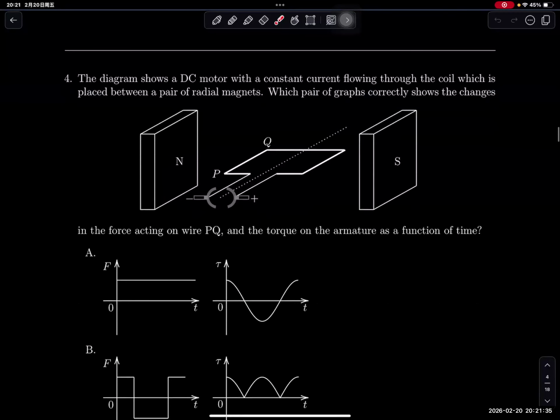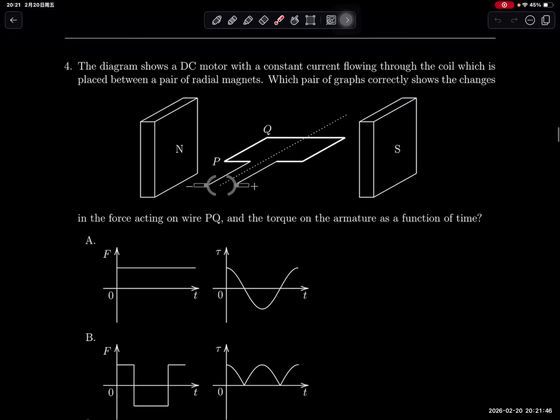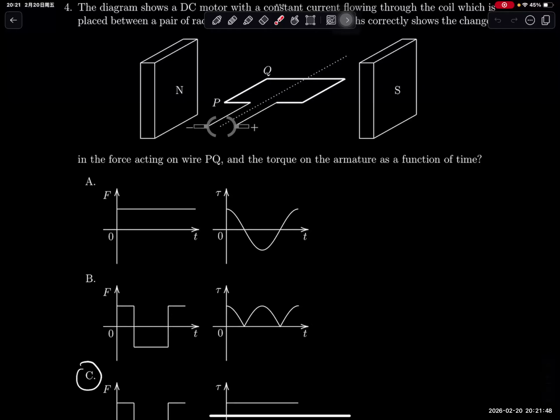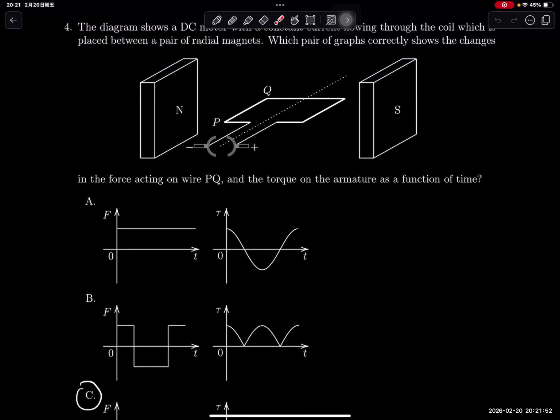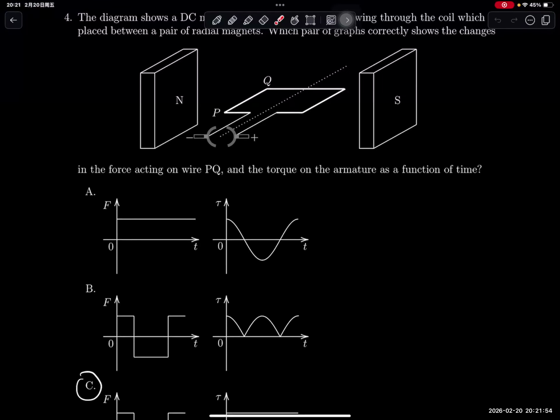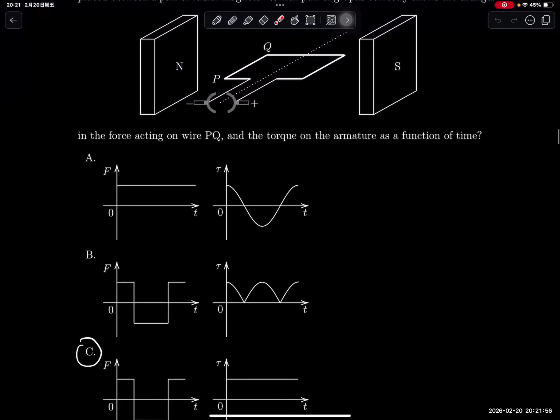Question 4. The diagram shows a DC motor with a constant current flowing through the coil, which is placed between a pair of radial magnets. Which pair of graphs shows the changes in the force acting on wire P and Q, and the torque on the armature as a function of time. Okay, so the answer here would be C, in the sense that force doesn't change in magnitude, only change in direction.